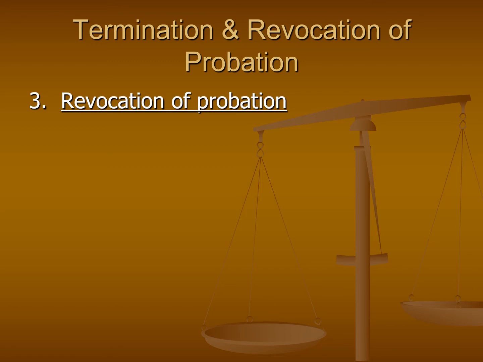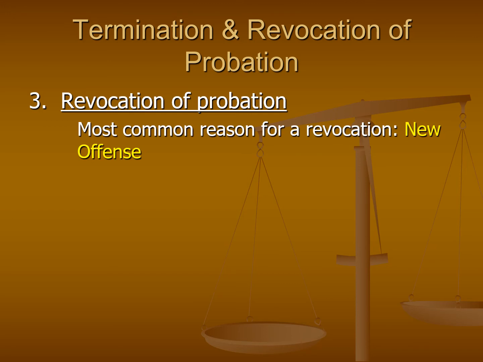So what happens once you violate those rules of probation? So whether it's 1 out of 5, 1 out of 4, 1 out of 3 people, it's still a significant component of individuals who end up on probation violate their rules. So what happens? The next step we look at is how do you have your probation revoked, or what does that mean? And the most common reason for the revocation of probation is a new offense.